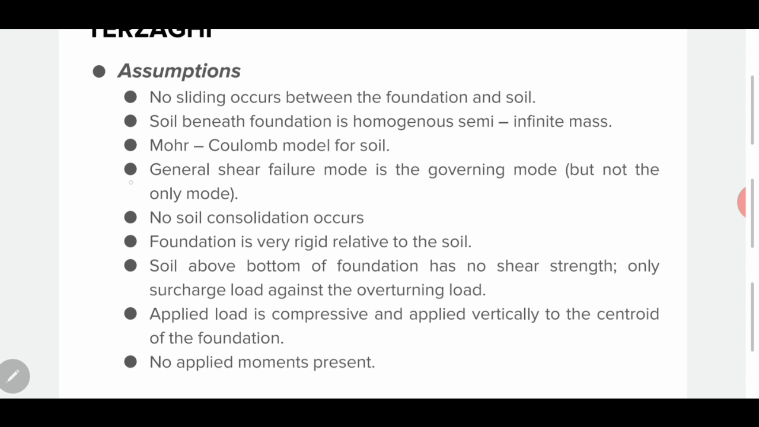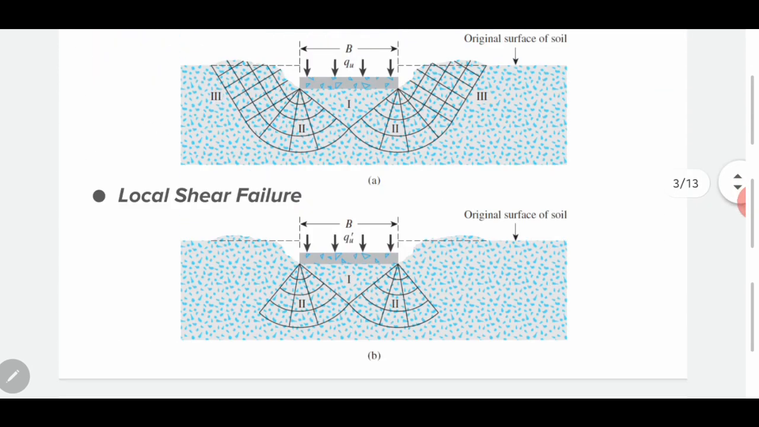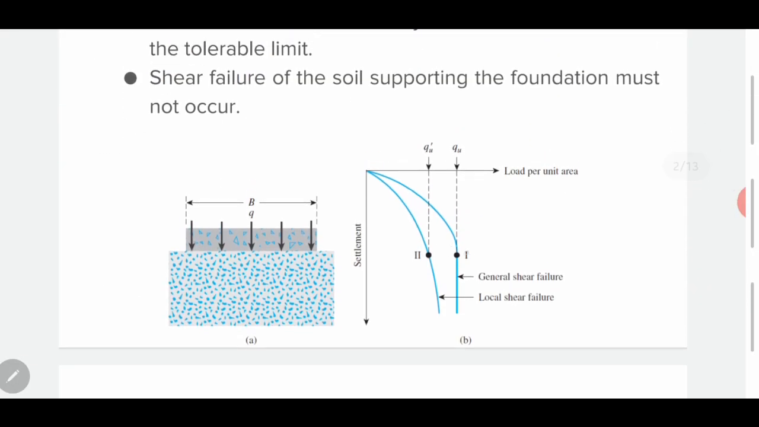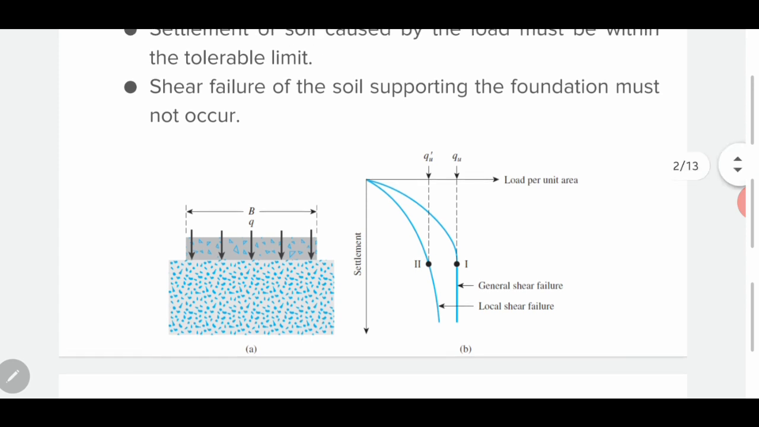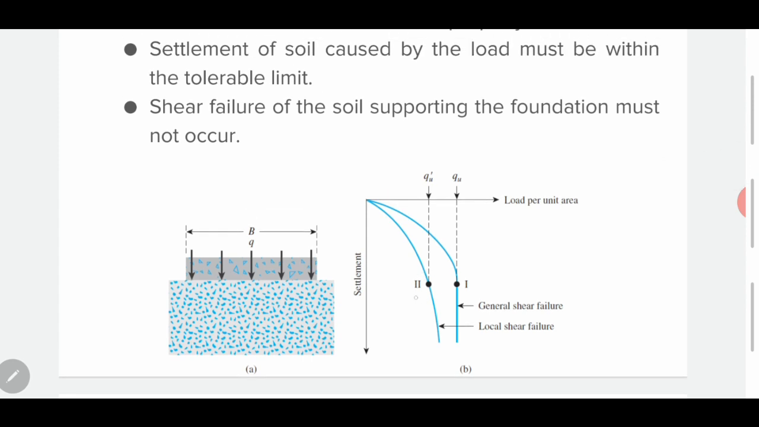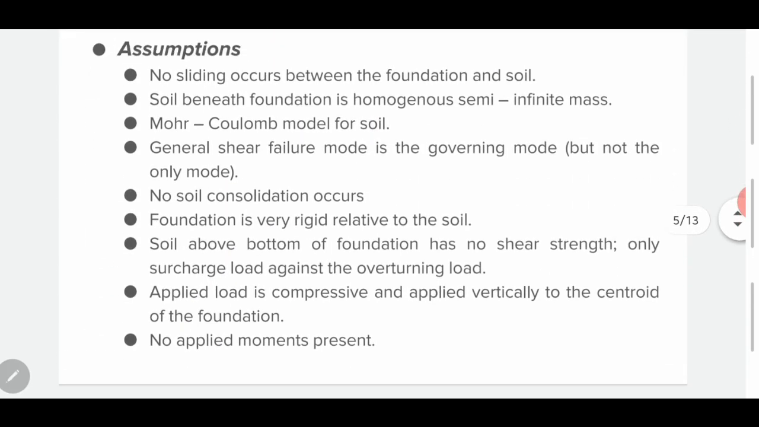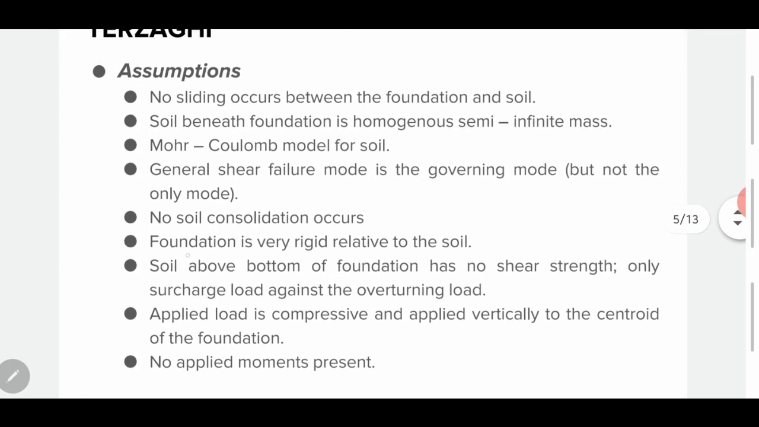We saw a while ago that the ultimate bearing capacity for local shear failure is much smaller compared to the general shear failure. So let's go back here. The foundation is very rigid relative to the soil. The soil above the bottom of the foundation has no shear strength, and only acts as a surcharge load against the overturning load.